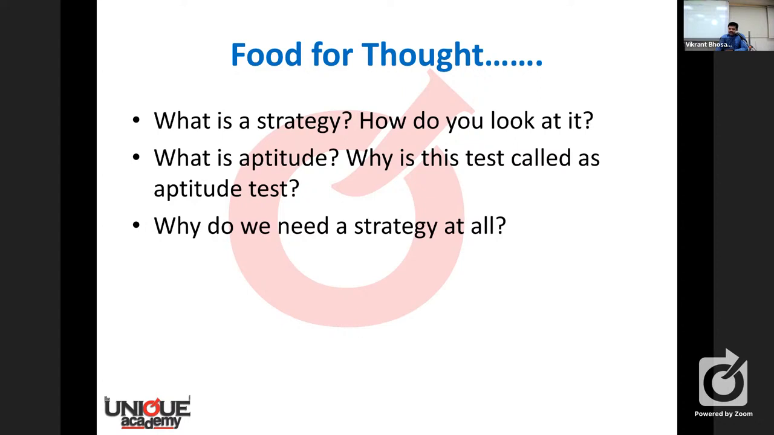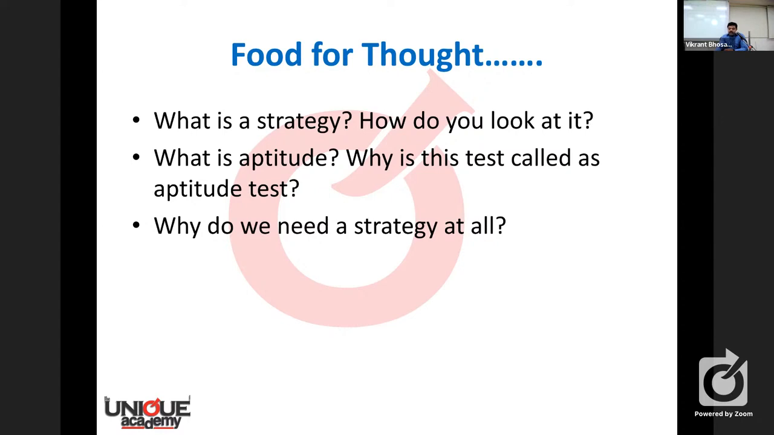Yes. No idea. Any simple definition of strategy that you can think of? Online people, you can also give me your answer. What is strategy basically? How do you define it? See, strategy is basically a plan, but it's not simply a plan. Then there would be no difference between plan and strategy. Every strategy is a plan, but not every plan is a strategy. Then what kind of plan is it? Calculated plan, okay. Then? Understanding.